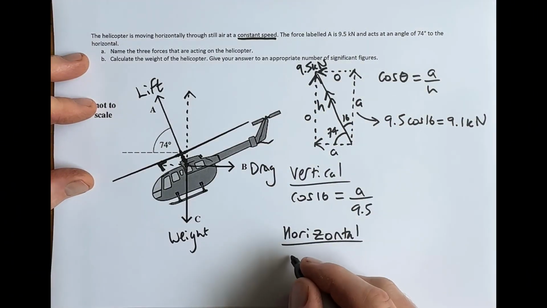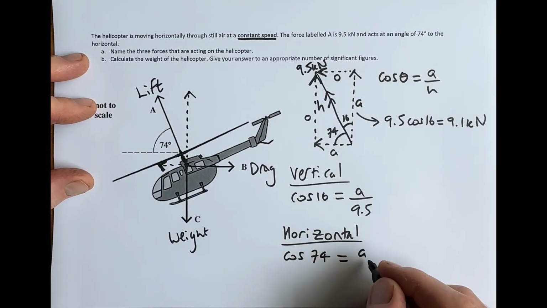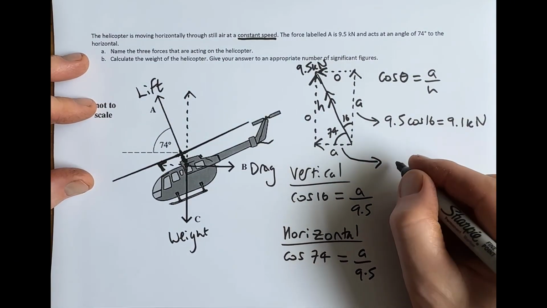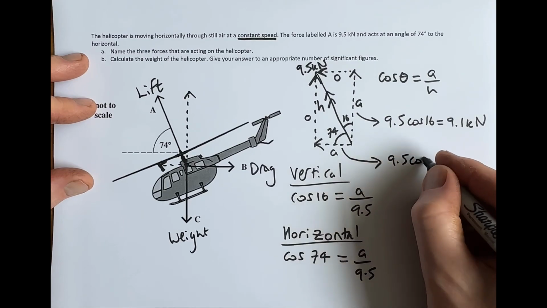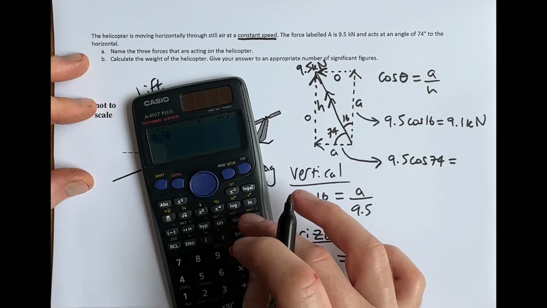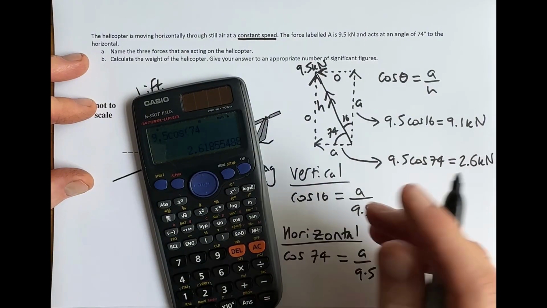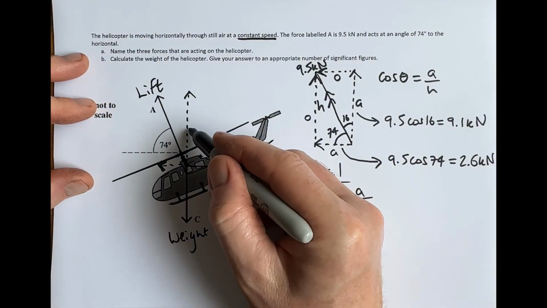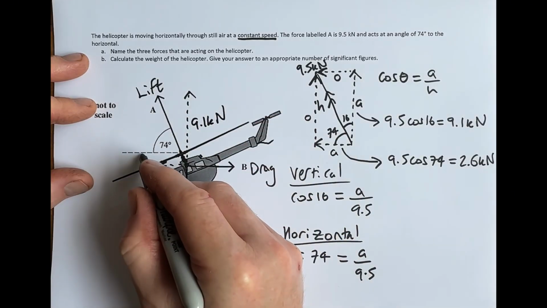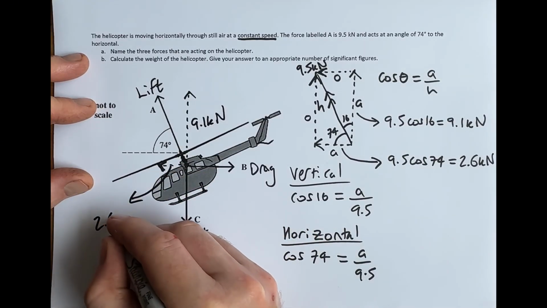So again, we're going to use cos theta. So cos of 74 this time is equal to adjacent over 9.5. And that means that this horizontal component of lift now is going to be 9.5 cos 74. Okay, and when you do that, you get 2.6 kilonewtons. So this vertical component is 9.1 kilonewtons, and here, the horizontal component is 2.6 kilonewtons.